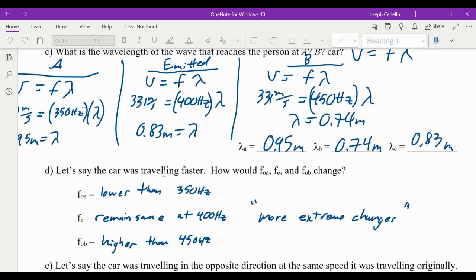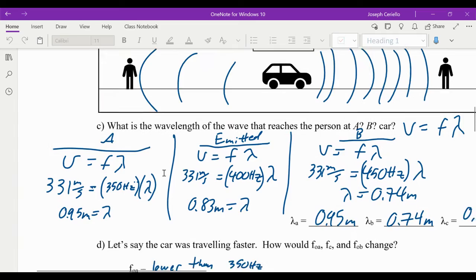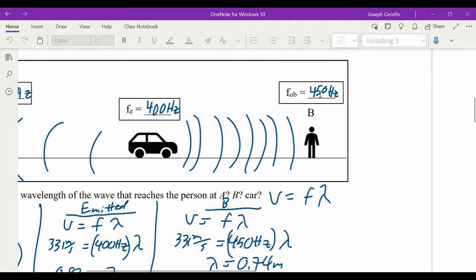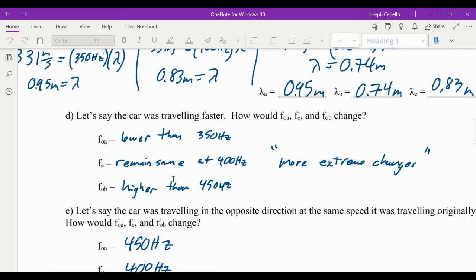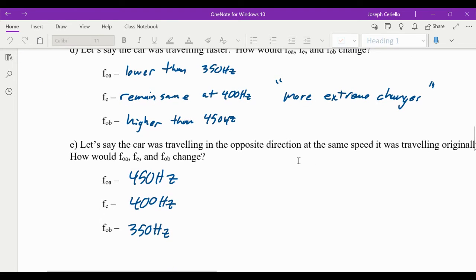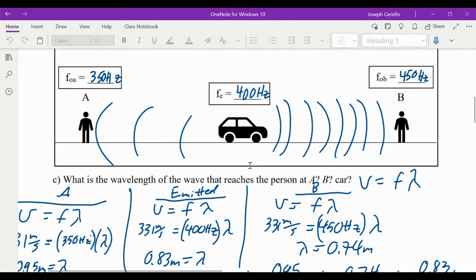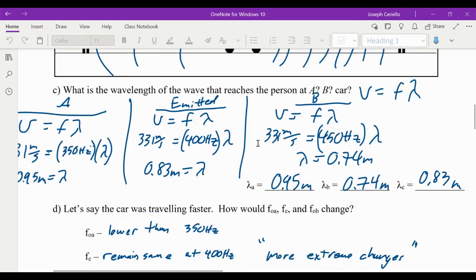So what if the car were going faster? The changes would just become more exaggerated. Person A would hear an even lower frequency, lower than 350. Person B would hear an even higher frequency, higher than 450. But the car's emitted frequency wouldn't change. The way someone put it that I liked a lot was that the changes were more extreme or more exaggerated. Now, what if the car were going the other way, at the same original speed? Everything would just flip. Person A would hear a frequency of 450. Person B would hear a frequency of 350. But the frequency emitted by the car wouldn't change.